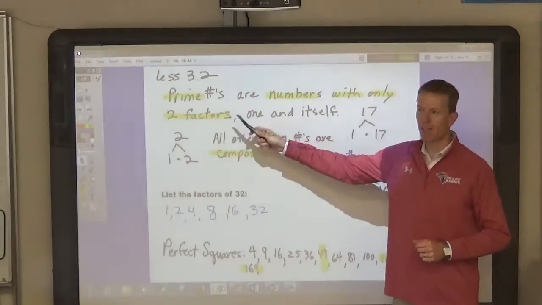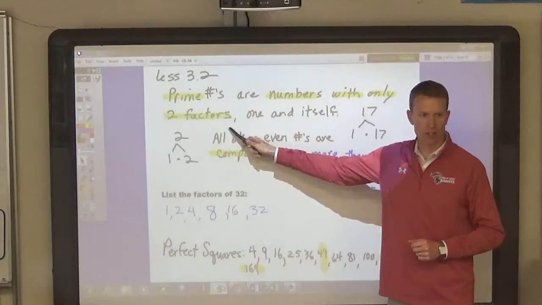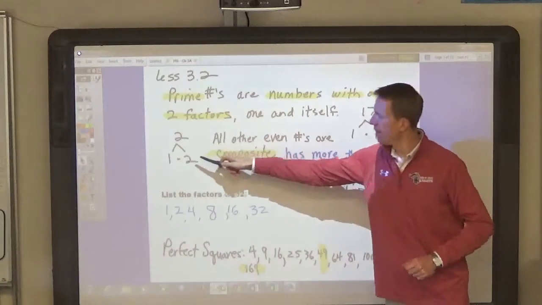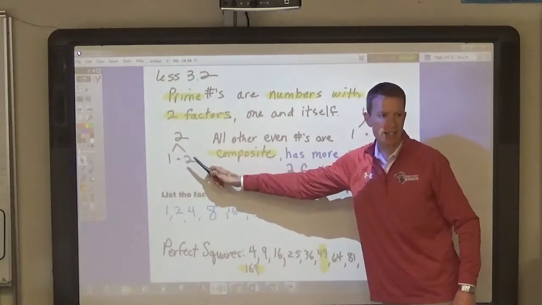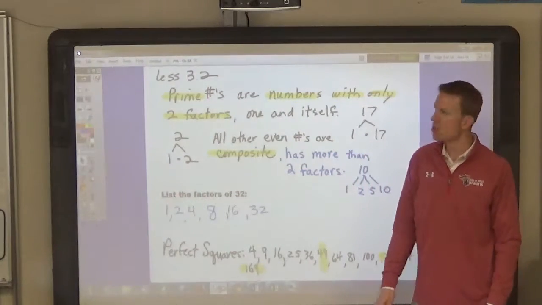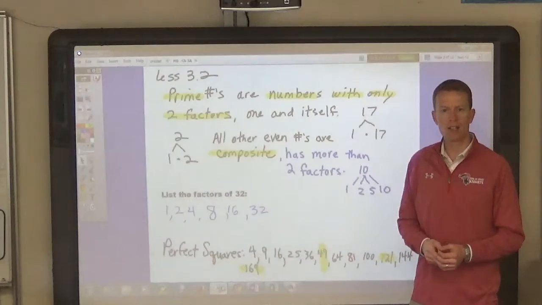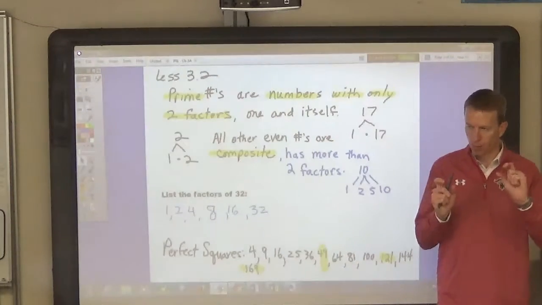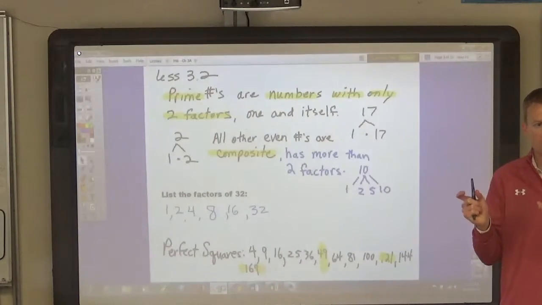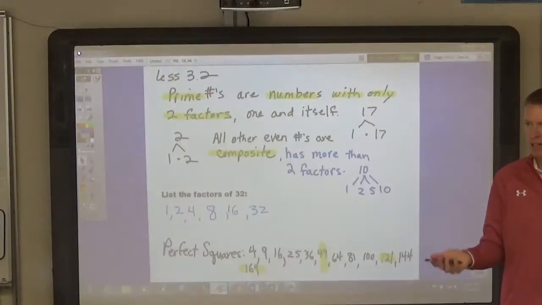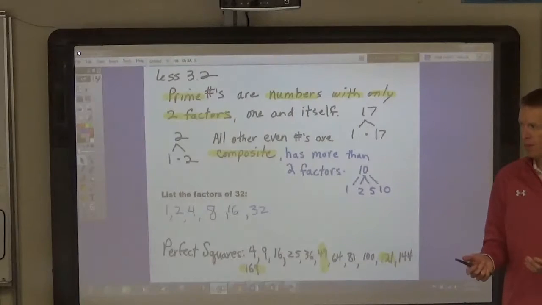Prime numbers have to have at least two factors. 1 and the number. 1 and itself. So 11 is a prime number because when you're multiplying to get 11, you can only use 1 times 11. That's the only way to make the number 11. Okay?